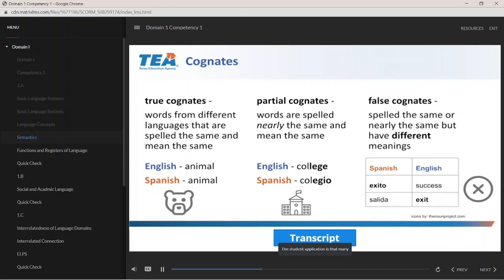The student application is that many prefixes and suffixes are similar in various languages. And just as with cognates discussed below, teachers can accelerate language acquisition by drawing these connections.